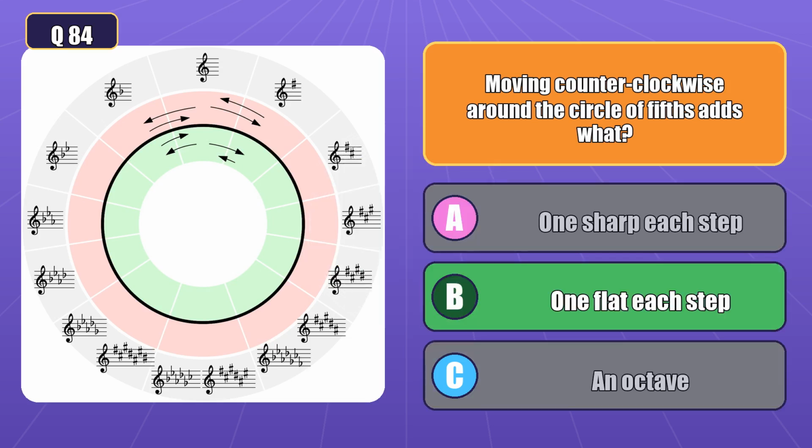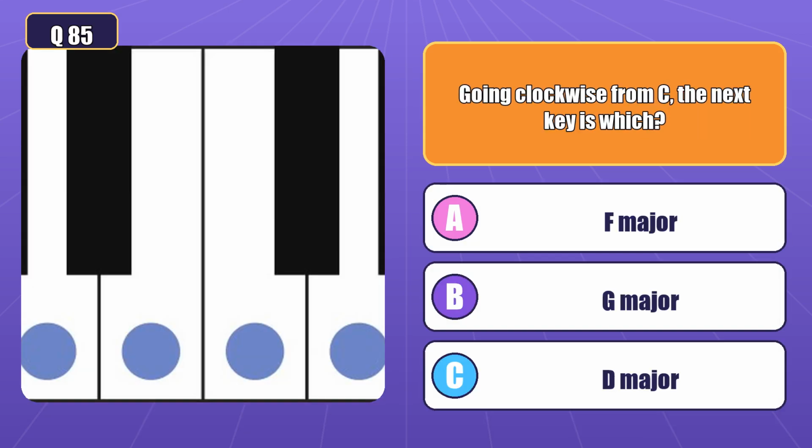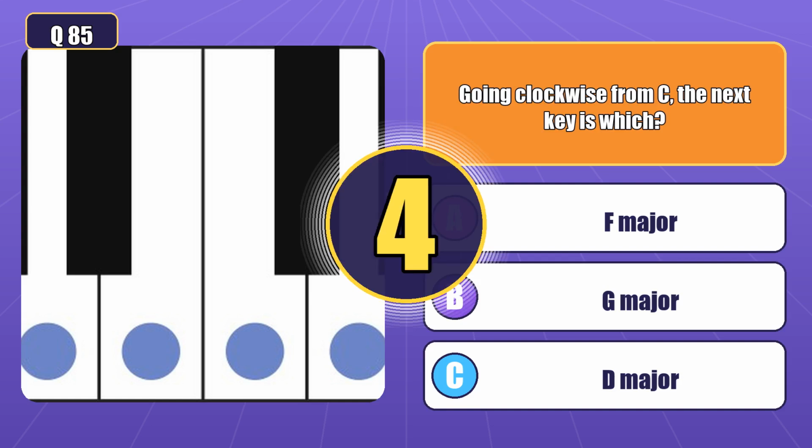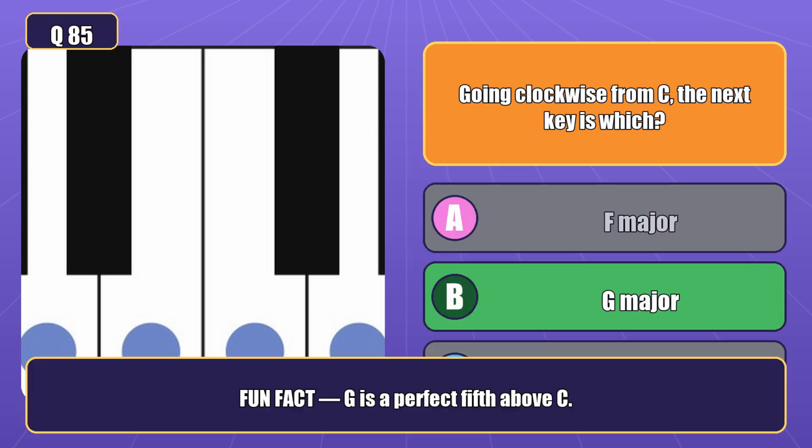The answer is 1 flat each step. Fun fact, C, F, B flat, E flat. Each adds another flat. Question number 85. Going clockwise from C, the next key is which? The answer is G major. Fun fact, G is a perfect fifth above C.